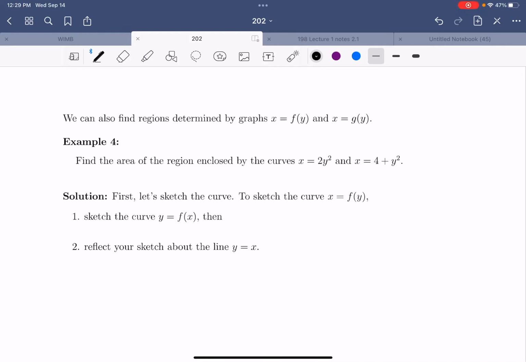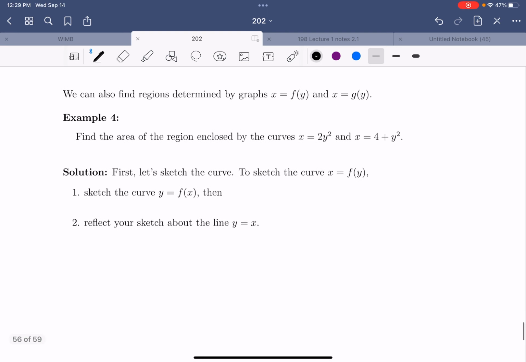Okay, so this is lecture 6, part 2. In the first part, we did all of our area between two curves in terms of x's. But you can also find regions determined by graphs that are x equals a function of y. Okay, so we're going to find the area of the region enclosed by the curves x equals 2y squared and x equals 4 plus y squared.